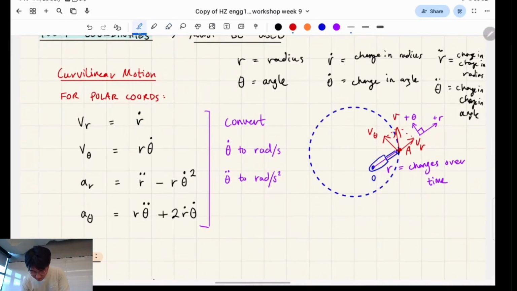Similar with acceleration, essentially. Based on what I've drawn here, this one will probably accelerate this way. It will be a negative number in terms of AR, and then this one will be A theta. But it's all relative to that coordinate system which we've established here, and the net acceleration will probably be this way. We're going to go through a worked example.